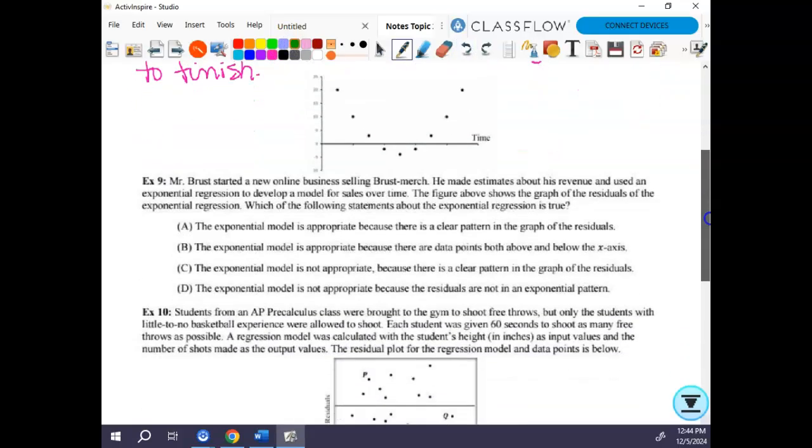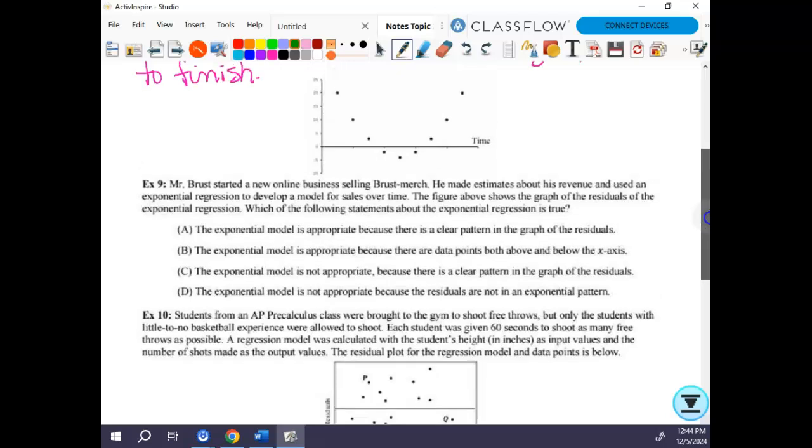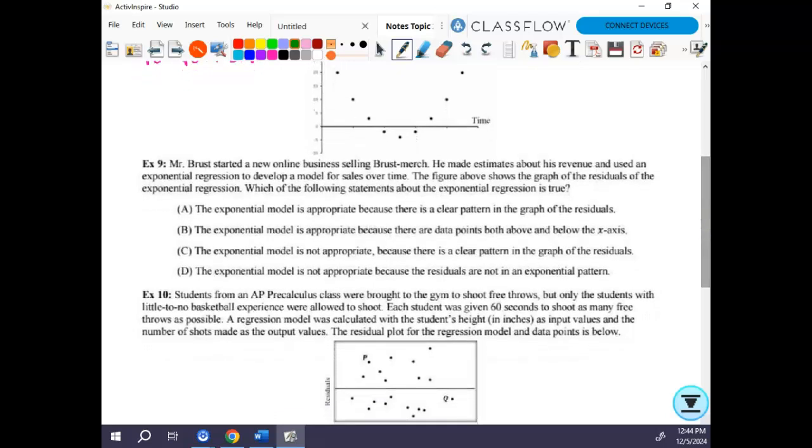Example 9. Mr. Burst started a new online business selling Bruce merchandise, or Bruce numbers. He made estimates about his revenue and used the exponential regression to help develop a model for his sales over time. The figure above shows the graph of the residuals of the exponential regression. Which of the following statements about the exponential regression are true?